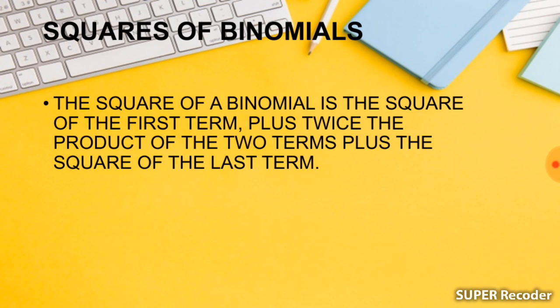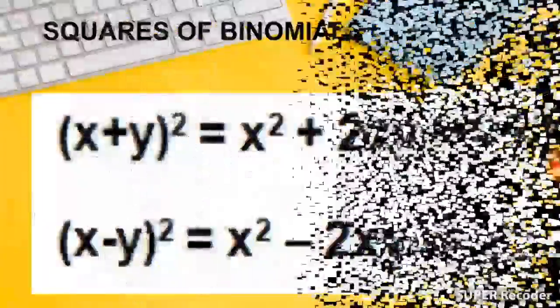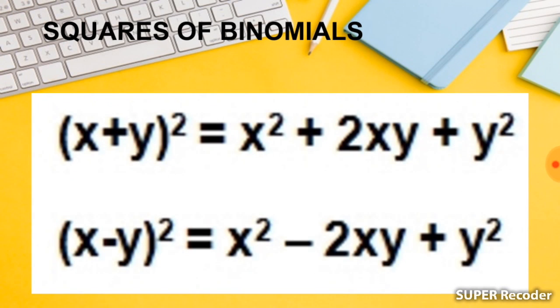The square of a binomial is the square of the first term plus twice the product of the two terms plus the square of the last term. Okay? So the squares of binomials formulas are here as shown in the video.